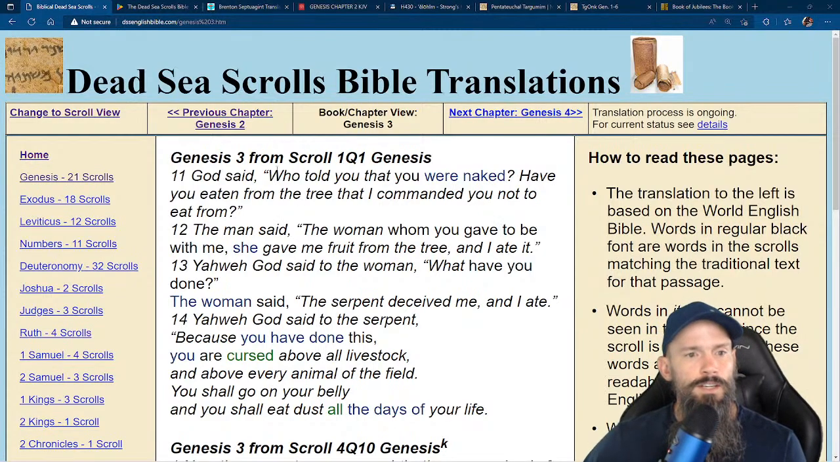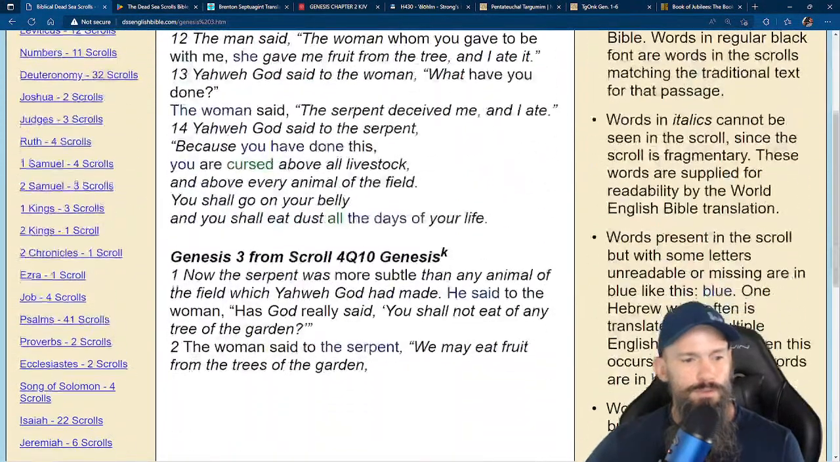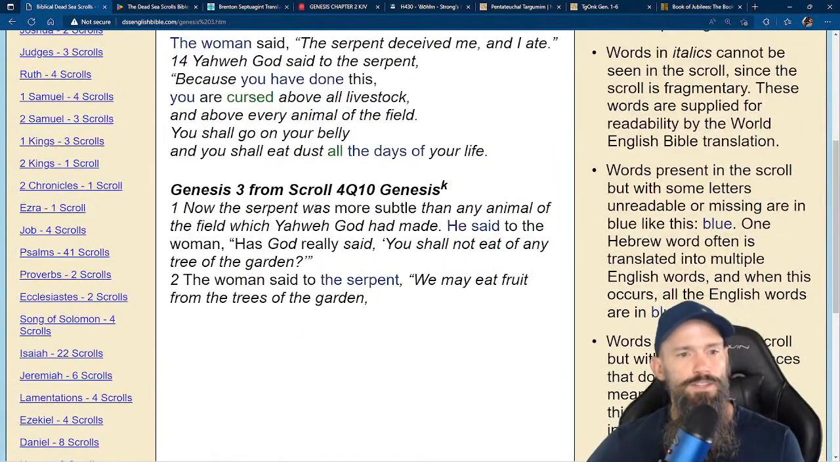exactly. So Genesis 3, verse 1. Now the serpent was more subtle than any animal of the field which Yahuwah Elohim had made. He said to the woman, "Has Yahuwah really said, you shall not eat of any tree of the garden?" The woman said to the serpent, "We may eat fruit from the trees of the garden."